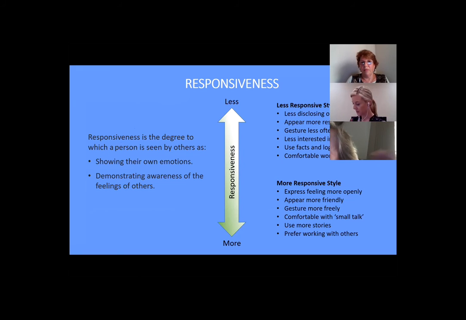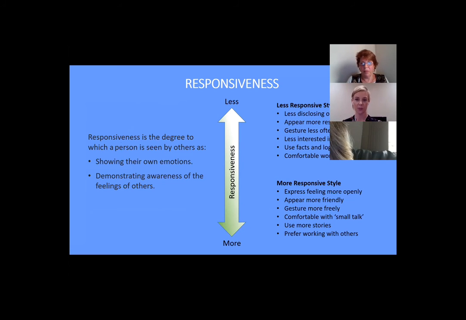And then we have responsiveness. So this is the other line that people tend to move between. So we have up the top, which is the less responsive style. So people that show less emotion. And then we have down the bottom is the more end. So people who tend to show more emotion.